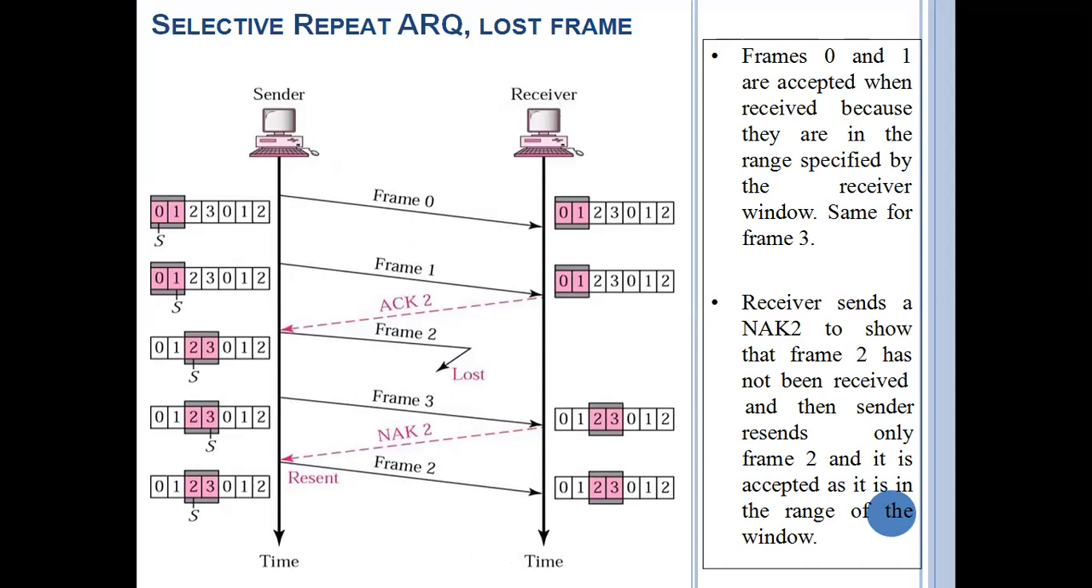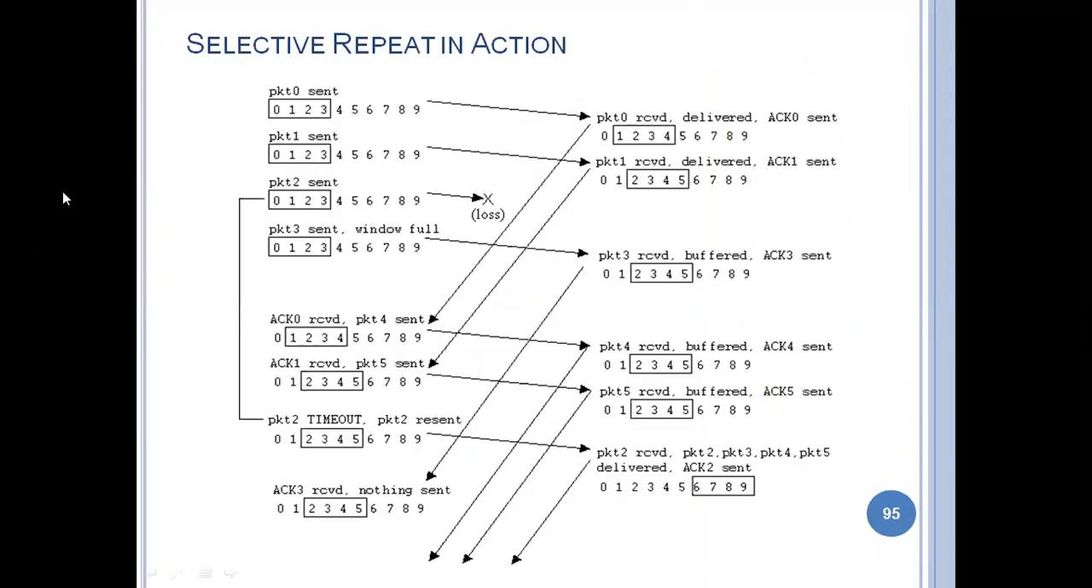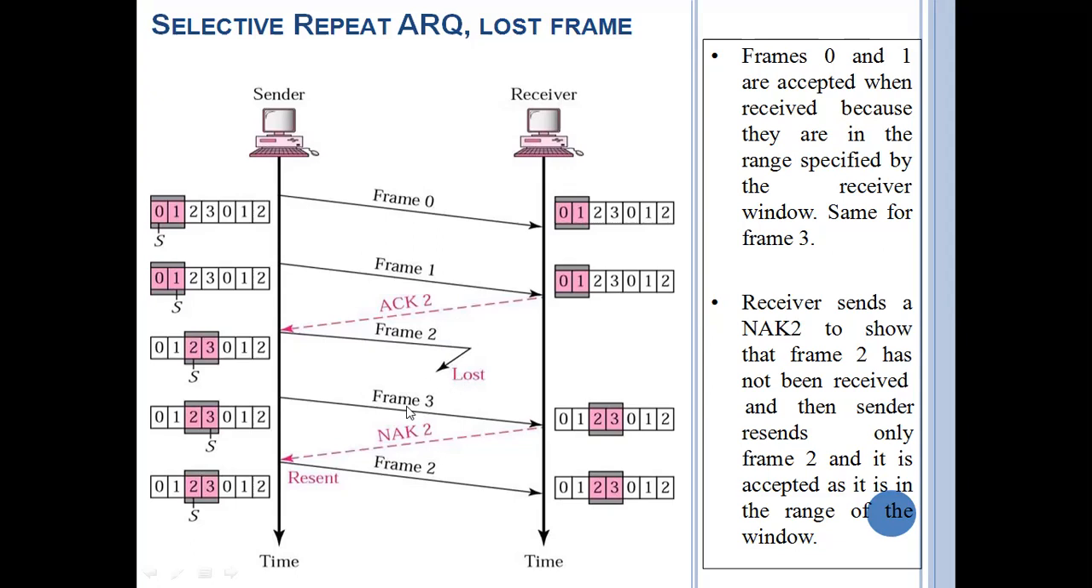Whenever we transmit frame 3 from sender to receiver, the receiver sends a NAK, a negative acknowledgement of frame 2, to the sender after receiving frame 3. Now we resend frame 2. After receiving frame 3, the receiver receives frame 2 again. I think you understand what happens in selective repeat. First packet 0 is received, packet 1 is received, packet 2 is lost. The sender continues sending.